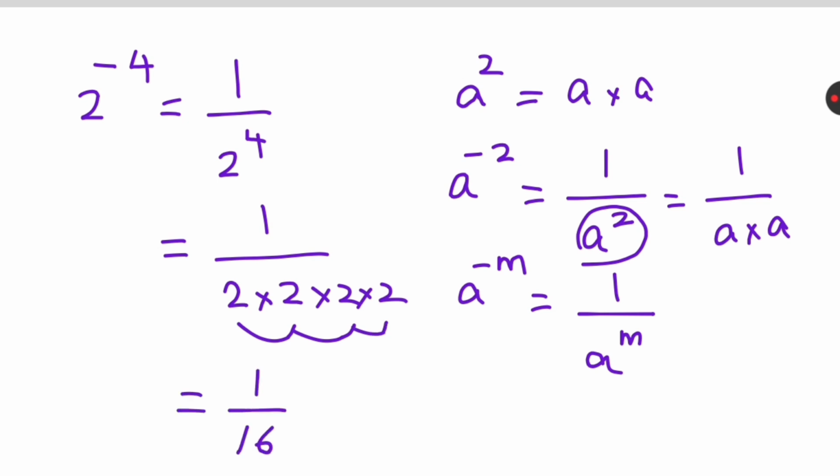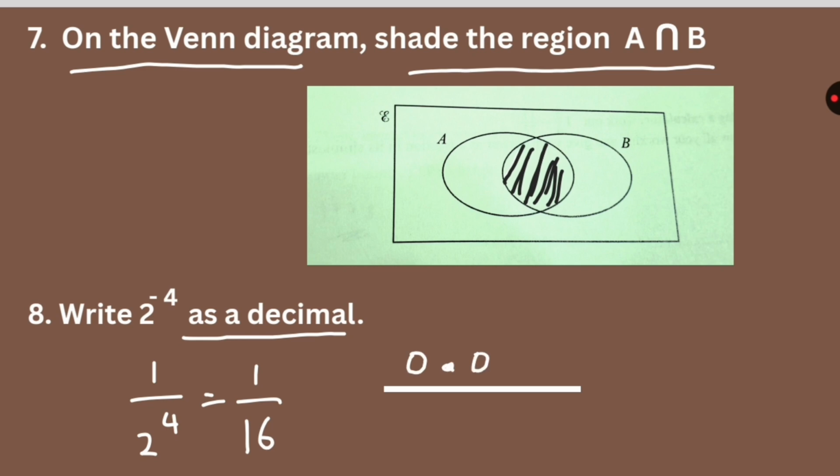This is in fraction form. If you want to write it in decimal form, you have to do division. 1 divided by 16 gives 0.0625. So you have to write 0.0625. That's it. Let's go to the next question.